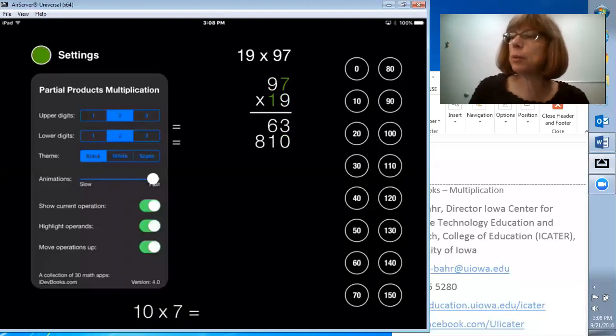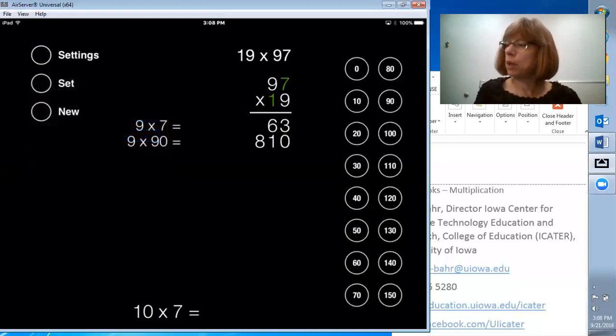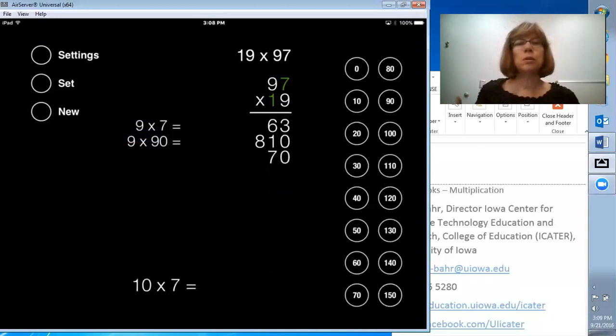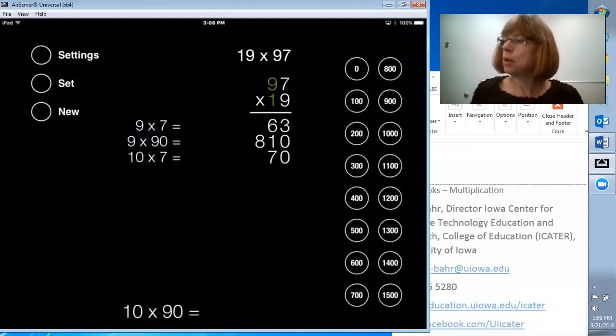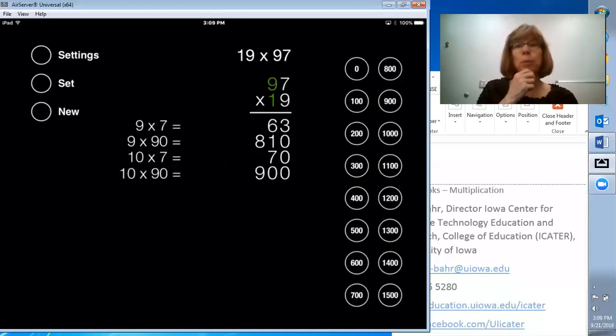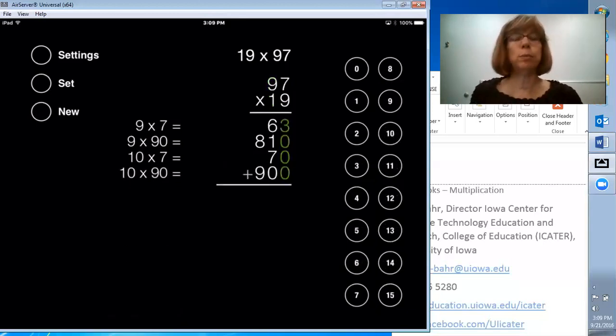Let's slow that down just a little bit and show you how it is when it's really slow. So the next partial sum is 70, and it goes up there very slowly. So you can see the difference in those. So then 9 times 1 is actually 10 times 90 is 900. And again, it's going up there real slow. And then it's going to have us add those up. So again, 3 plus 0 plus 0 plus 0 is 3. And then 7 plus 6 plus 1 is 14.